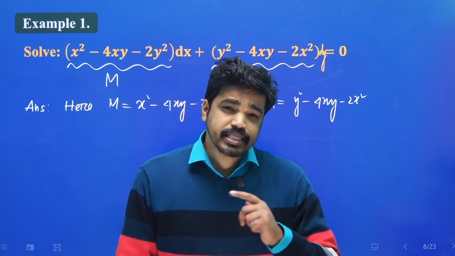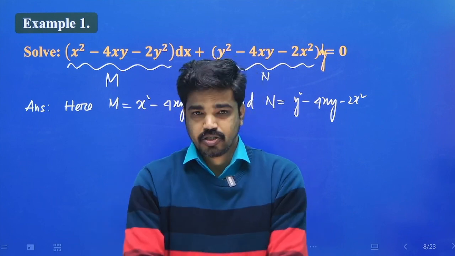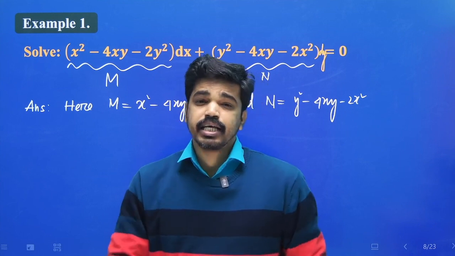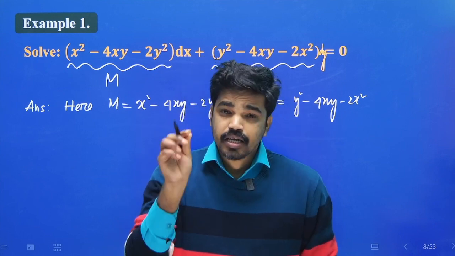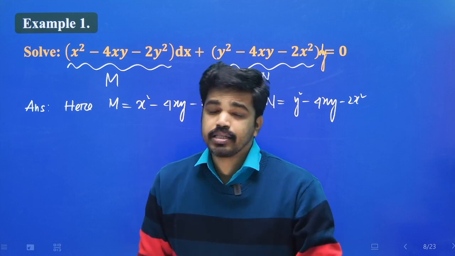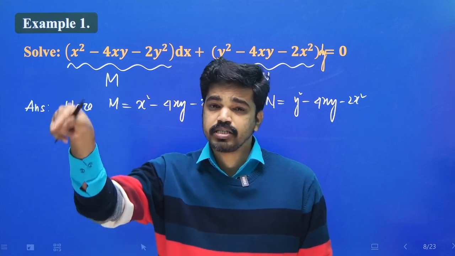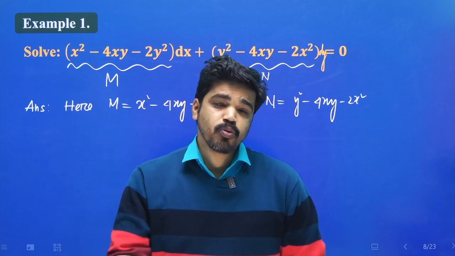So when will it be exact? If ∂M/∂y is equal to ∂N/∂x, then we say that the given differential equation is exact. If it is exact, then what will the solution be? Integration of M dx treating y as constant, plus integration of terms in N not containing x, dy, is equal to c.